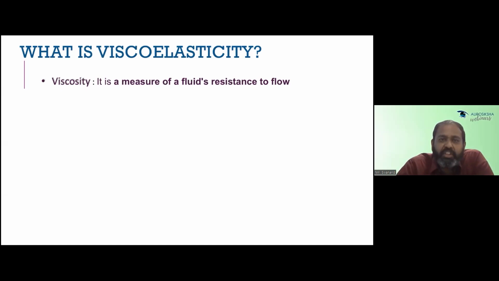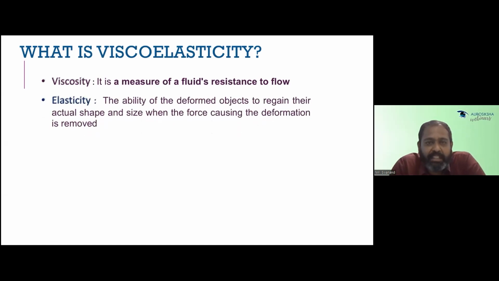Viscosity is a measure of a fluid's resistance to flow. Like if you put water on a slope, it flows very easily. I'll give you an example, I think that may help you understand better. Elasticity, everybody understands. It's the ability of an object to regain its original form when an external pressure is removed. When you apply pressure, it expands, and then when you release the pressure, it takes its original form. That's basically elasticity.